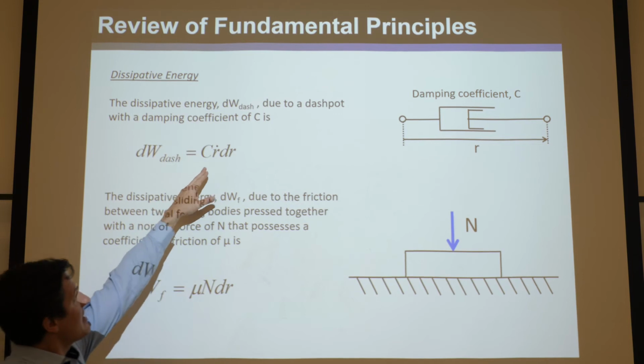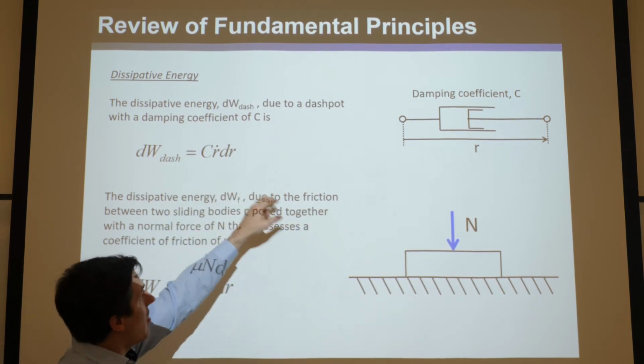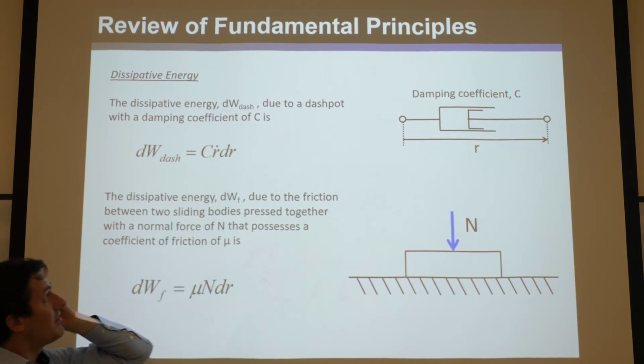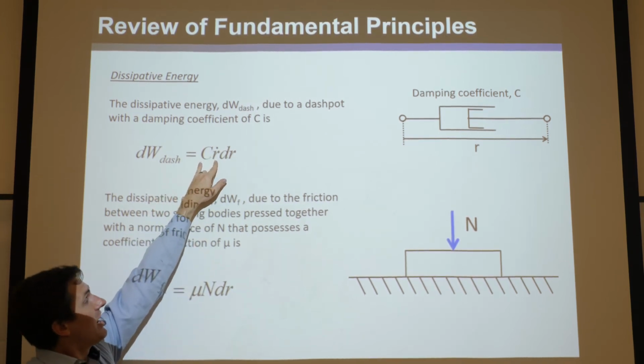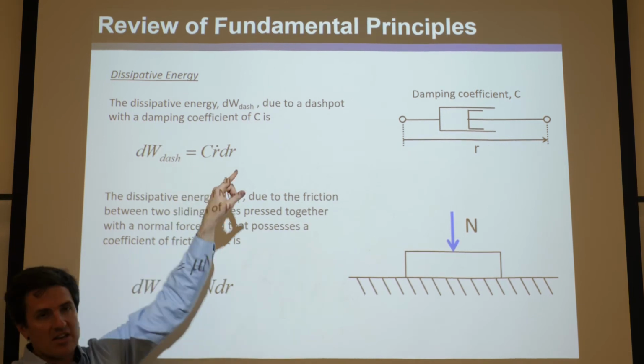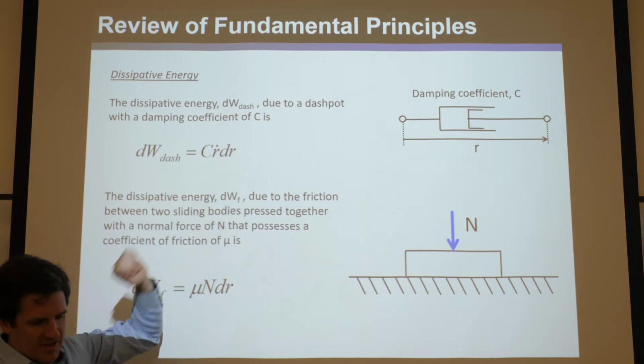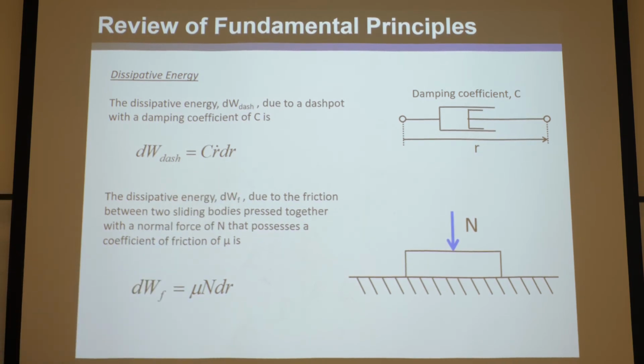Where the velocity is the time derivative of this displacement r. Okay, so r is the distance between them. You take the time derivative, which has a dot above it, and that's the force of the dashpot. And then you multiply it by dr, because force times dr, and of course they're going in the same direction in this instance, right? So you don't have to do a dot product. Energy is force times displacement. So C r dot is force, times dr is displacement, and you've got your dashpot dissipative energy.